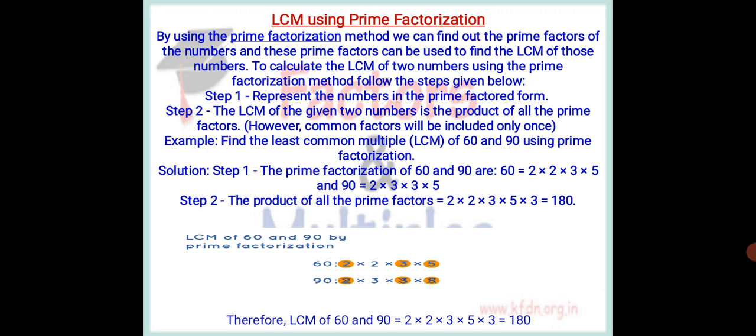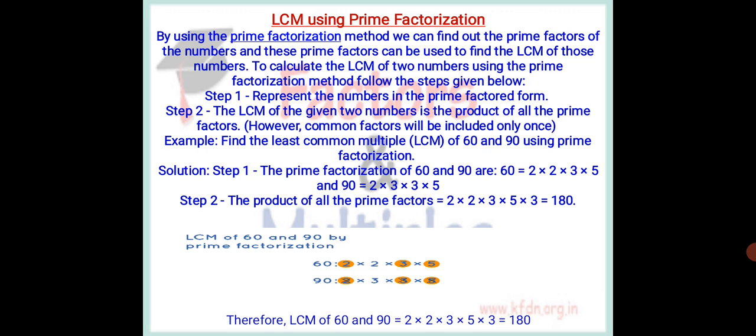Step 1. The prime factorization of 60 and 90 are. First of all, I will find out the prime factorization of 60. That means the product of all prime numbers. 2 into 2 into 3 into 5. So, we will get the result 60 and all the numbers here are prime numbers. So, 60 equal to 2 into 2 into 3 into 5.